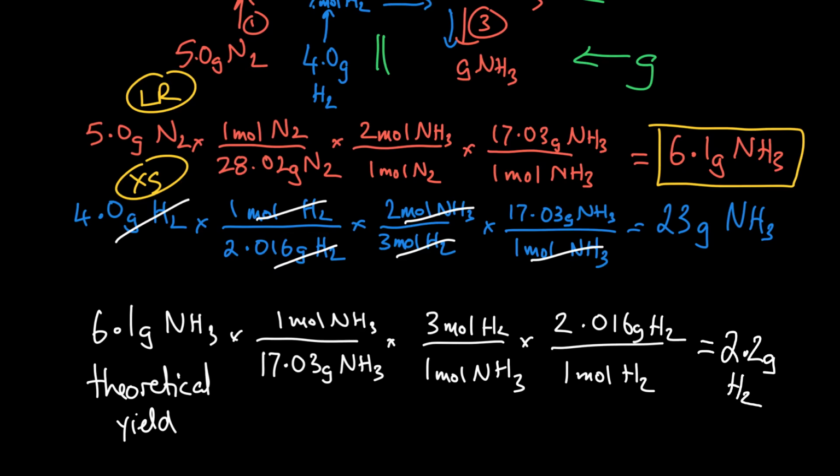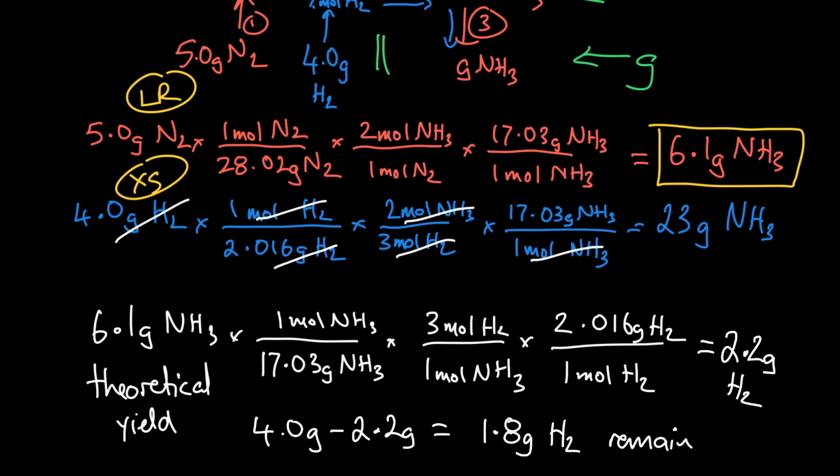So if we started with 4 grams of hydrogen and we used up 2.2 grams of hydrogen, then presumably we must have had 1.8 grams of hydrogen remaining. So at the end of the day, we would have remaining hydrogen.